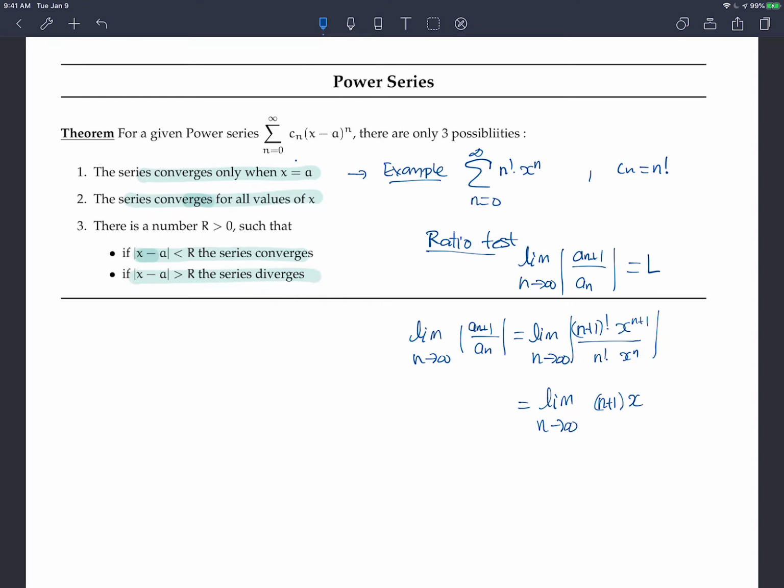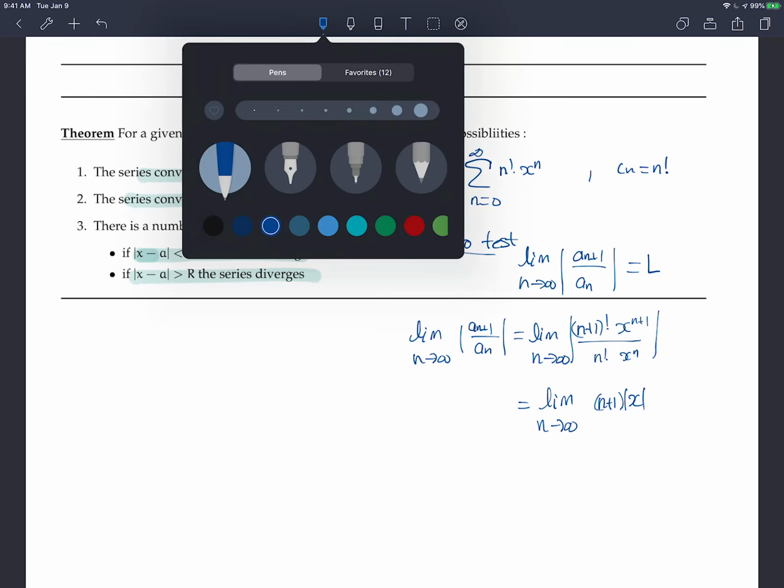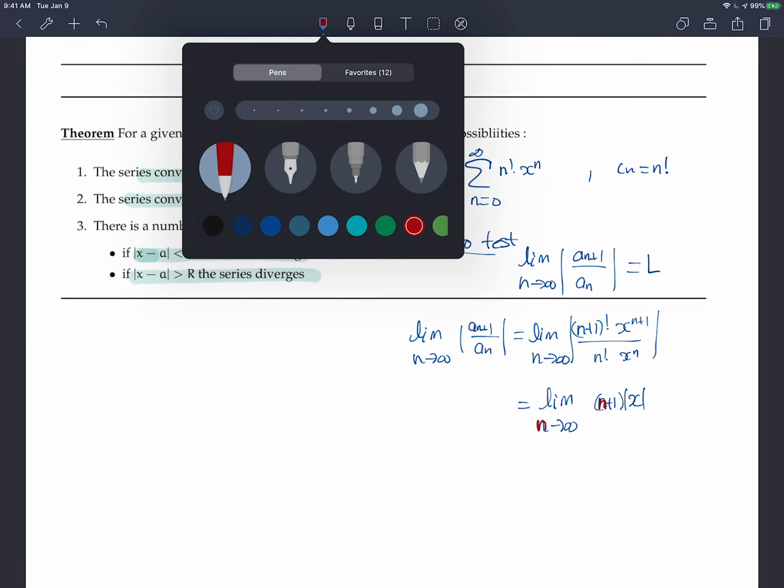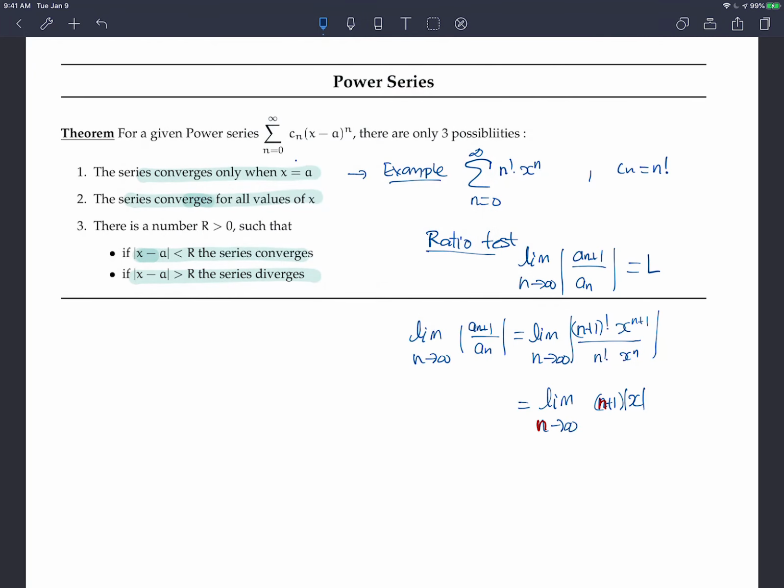Okay, so what does this limit go to? Well, the x is not part of the limit. Who's going to infinity in this limit is n. So the absolute value of x part is not in the limit. This really becomes absolute value of x times the limit when n goes to infinity of n plus 1. And this limit goes to infinity. So no matter what value of x is, this whole thing goes to infinity.